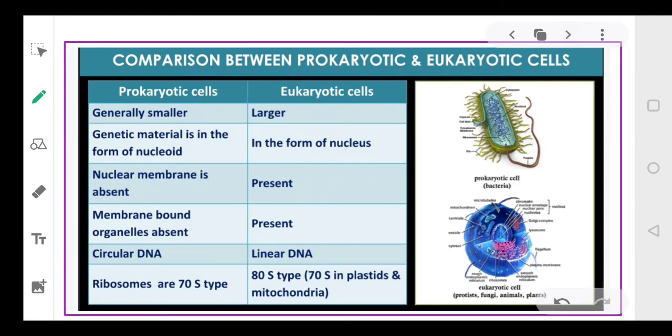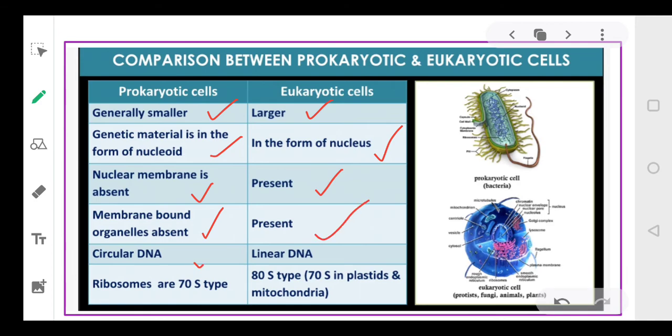Now in addition to this, let's discuss the prokaryotic and eukaryotic cells also. Prokaryotic cells are generally smaller in size, while eukaryotic cells are larger in size. In prokaryotes the genetic material is observed in the form of a nucleoid, or we can say the nucleus is not well developed. In eukaryotes the nucleus is well developed. Nuclear membrane is absent in prokaryotes, but here nuclear membrane is present. Various membrane bound cell organelles are absent in prokaryotes, while in eukaryotes the various cell organelles are present.